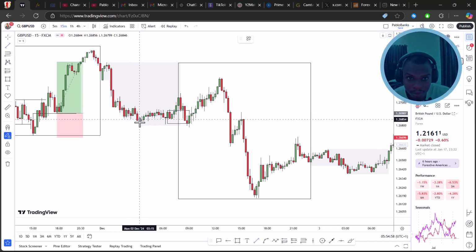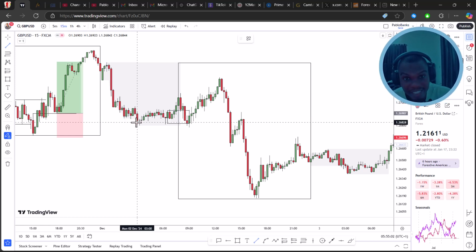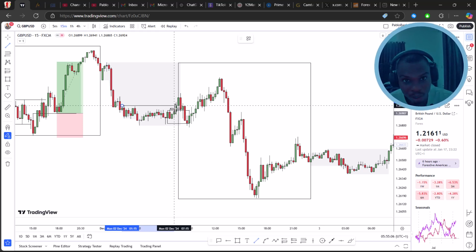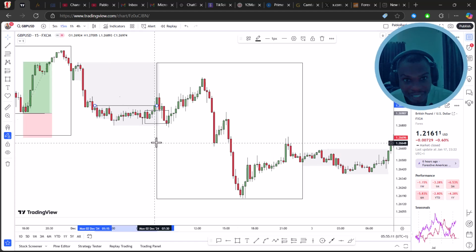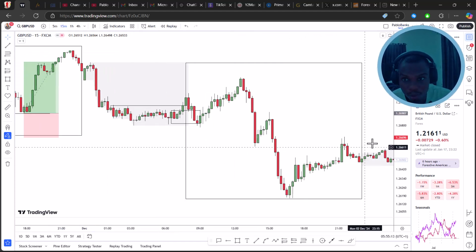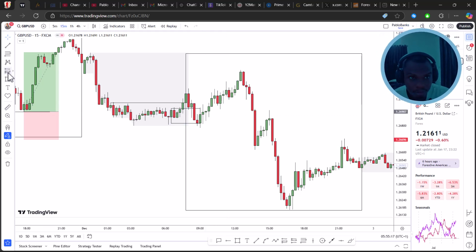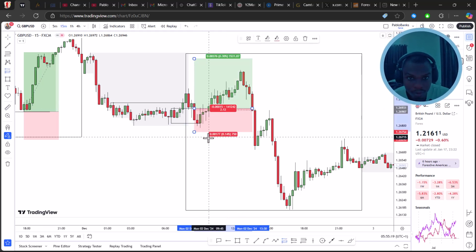Price came down, broke the structure. What you can classify as a break of structure is a candle break, not a wick break. It must break with a candle and close. Like this one, break with candle and close. You must wait for it to break with candle and close. Boom. Take a long from here.